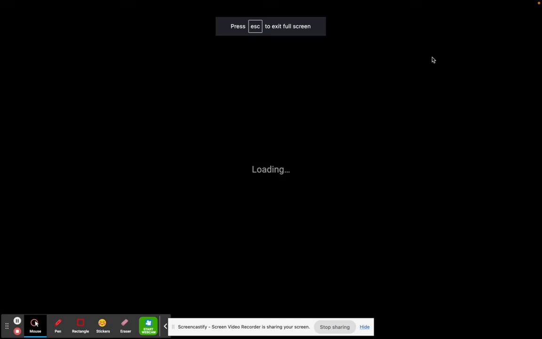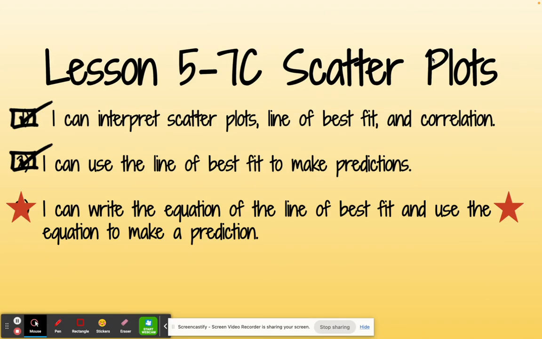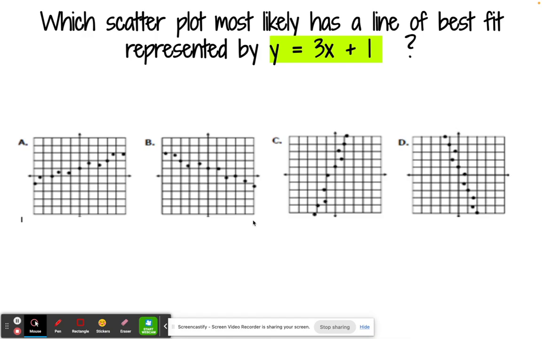Hi everyone, today we're going to continue doing scatter plots. Our objective today is to write the equation for the line of best fit and use the equation to make predictions. So we want to say which of these scatter plots most likely has a line of best fit represented by y equals 3x plus 1.